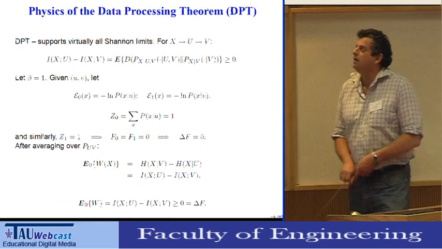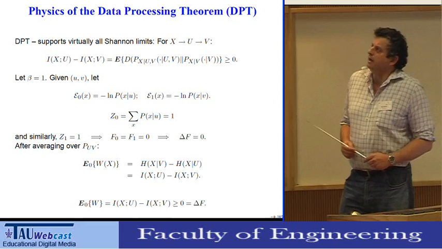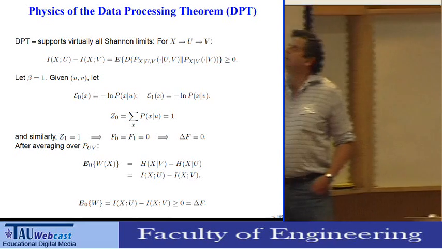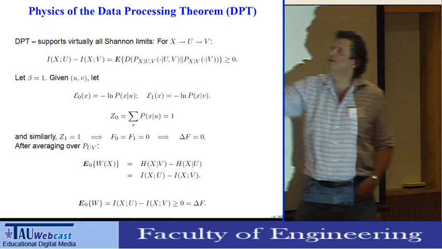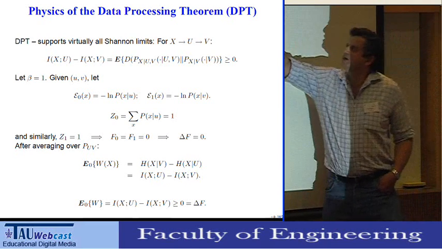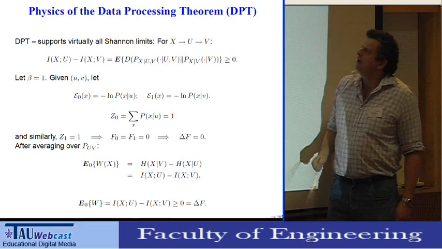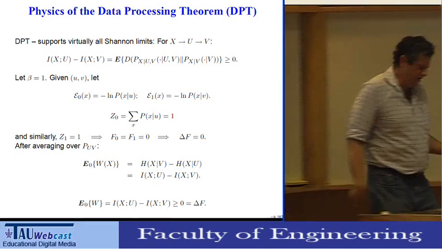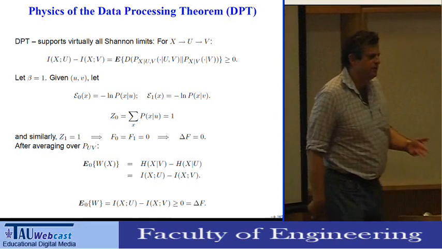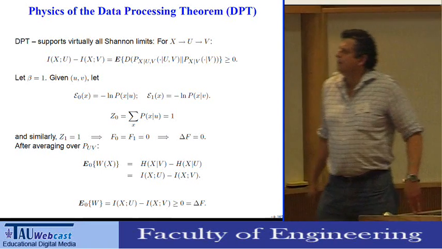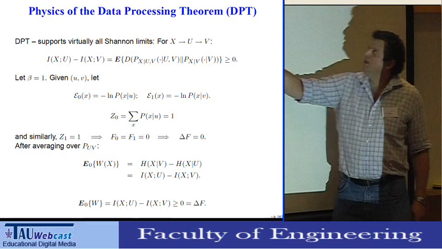But that's one possible idea. So now if we get back to the data processing theorem, the data processing theorem tells us that if we have a Markov chain, X, U, V, then the difference between the mutual informations, which can be seen as the expectation of a certain divergence between two probability distributions, can never be negative. And so one of the instances of our interpretation of the information inequality can actually be attributed to the data processing theorem. So we can think of two Hamiltonians. One is the negative logarithm of the probability of x given u.